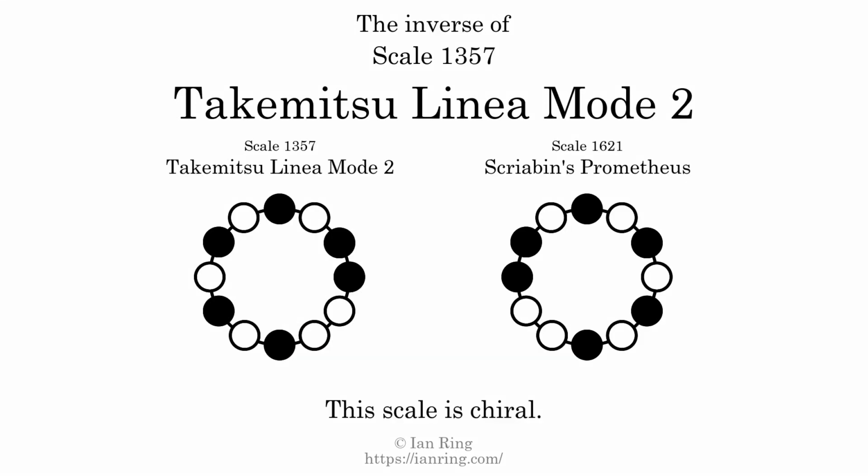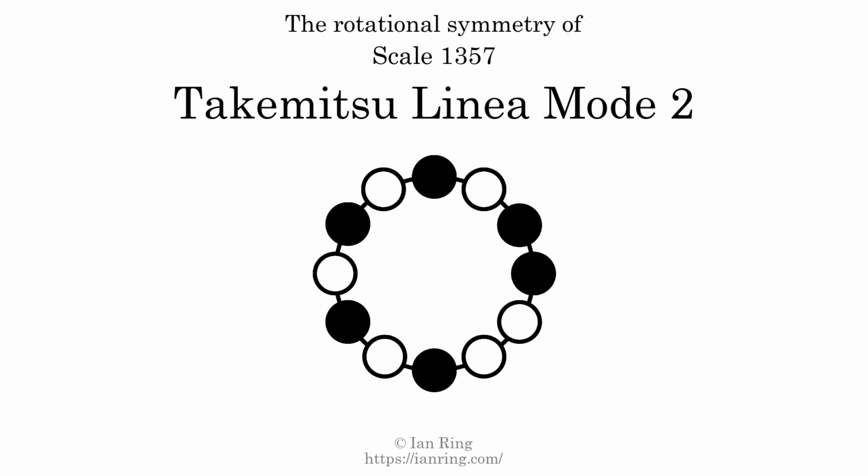The inverse of a scale is a mirror image. It is what you get when the sequence of intervals is reversed. The inverse of this scale is scale 1621, also known as Scriabin's Prometheus. This scale is chiral. It cannot transform into its inverse by rotational transformation. This scale has no rotational symmetry.